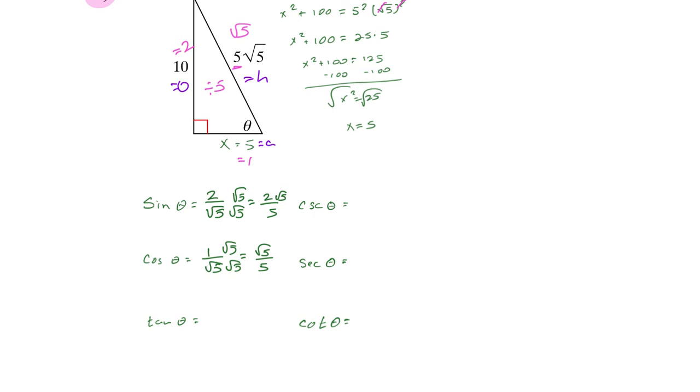Then tangent is opposite over adjacent. So it's 2 over 1. Then cosecant is hypotenuse over opposite. Secant is hypotenuse over adjacent. And then cotangent is adjacent over opposite.